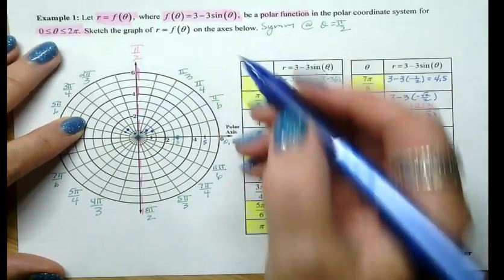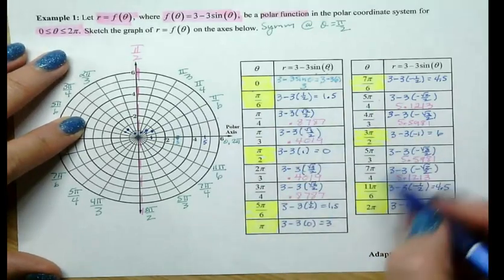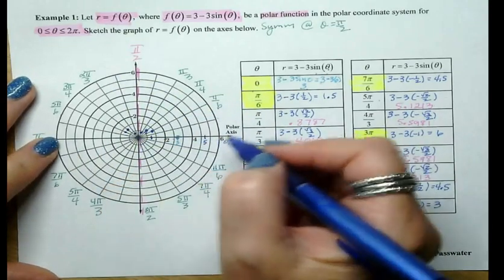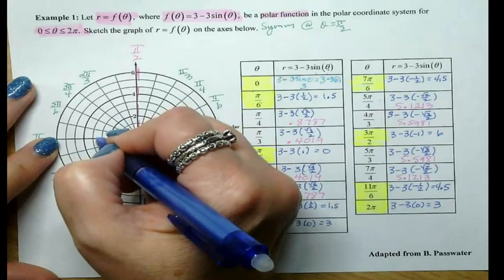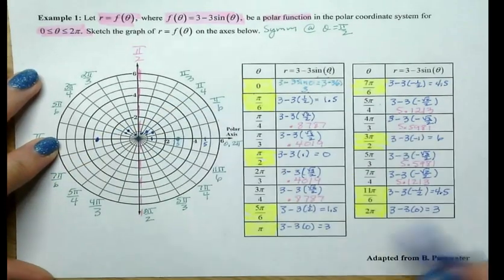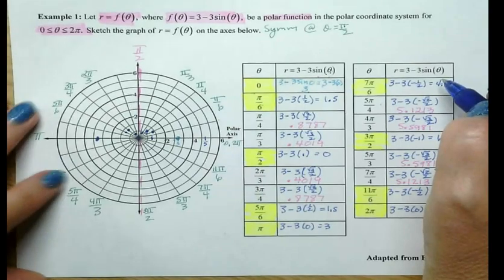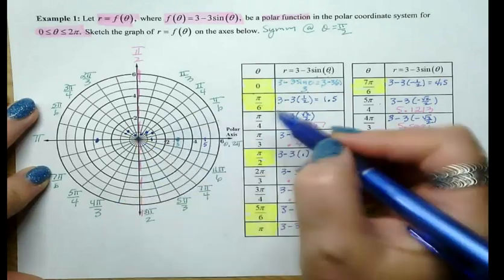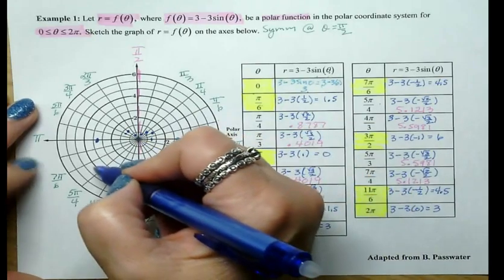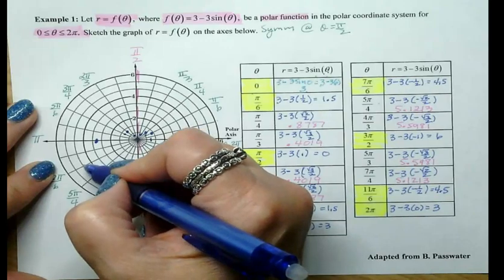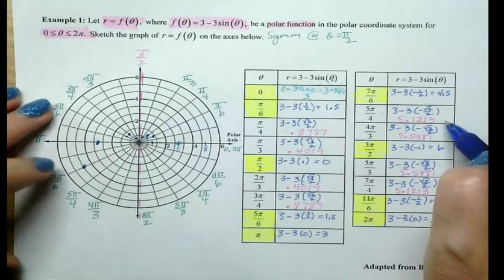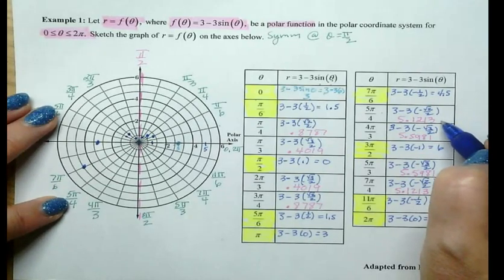Right here, maybe. All right, so now we're moving on to pi. So at pi, we're at 3. And so we know that 3 is kind of midway around here. And then at 7 pi over 6, so now we're down here at this line, then that's going to be 4.5. So let's see, 4 is this ring right here. And then 0.5 would put it about here. And then we're at 5 pi over 4, which is right here. And then we get 5.12, so about 5.1.